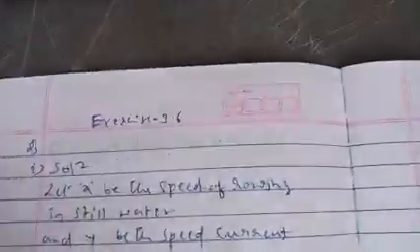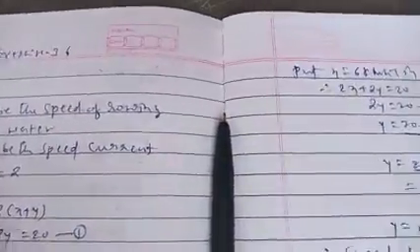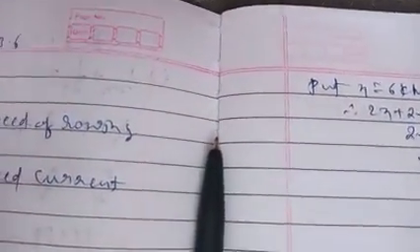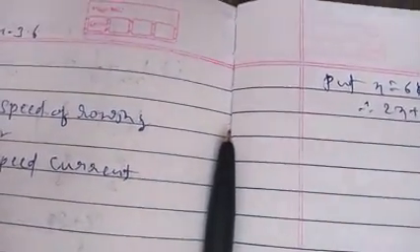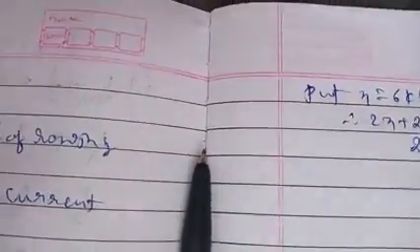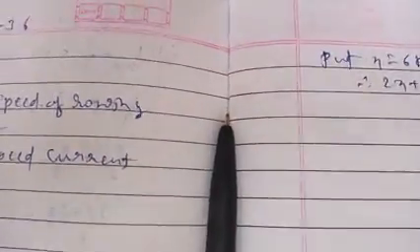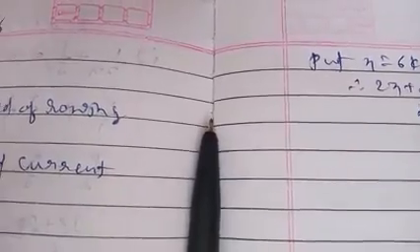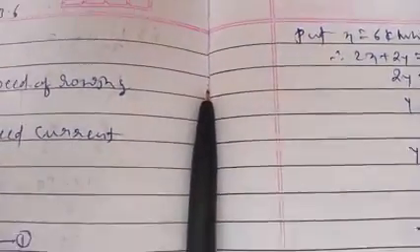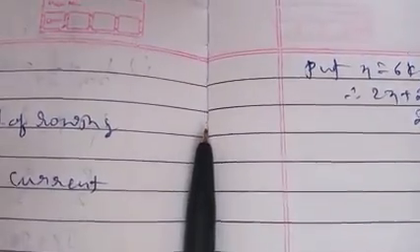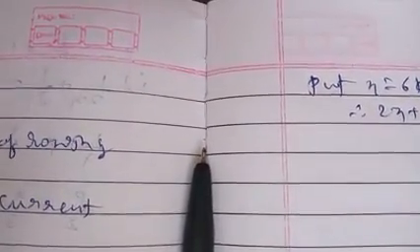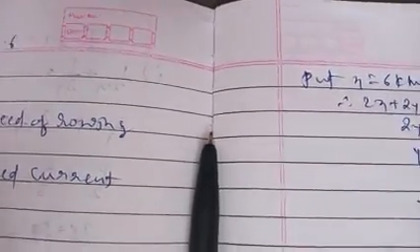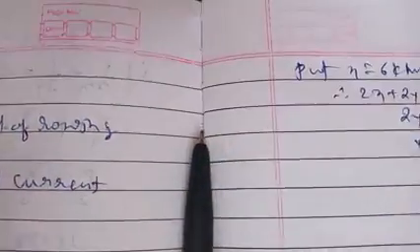Now take the second one. 2 women and 5 men can together finish an embroidery work in 4 days, while 3 women and 6 men can finish it in 3 days. Find the time taken by one woman alone to finish the work and also that taken by one man alone. Let x be the work done by a woman and y be the work done by a man.